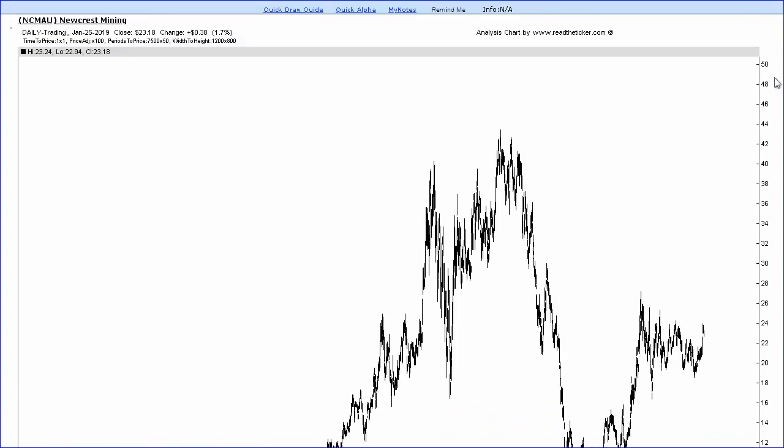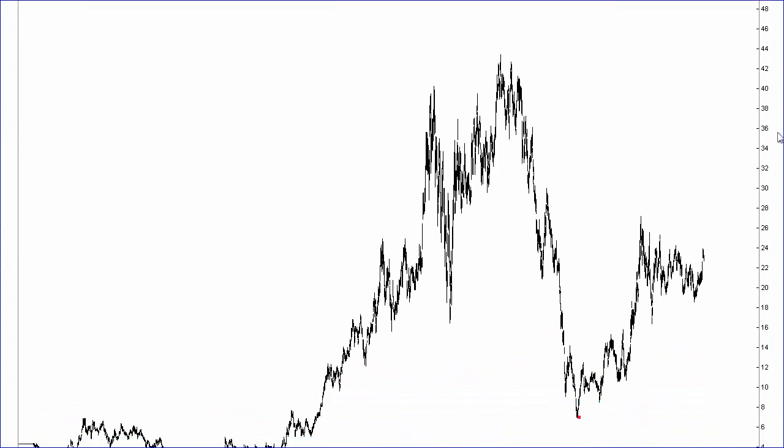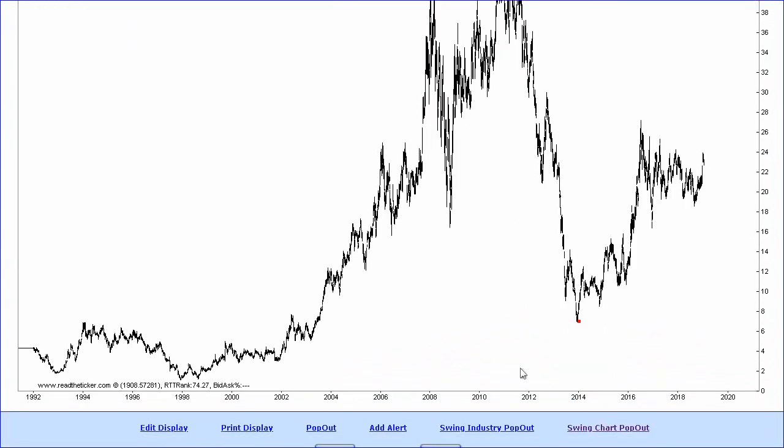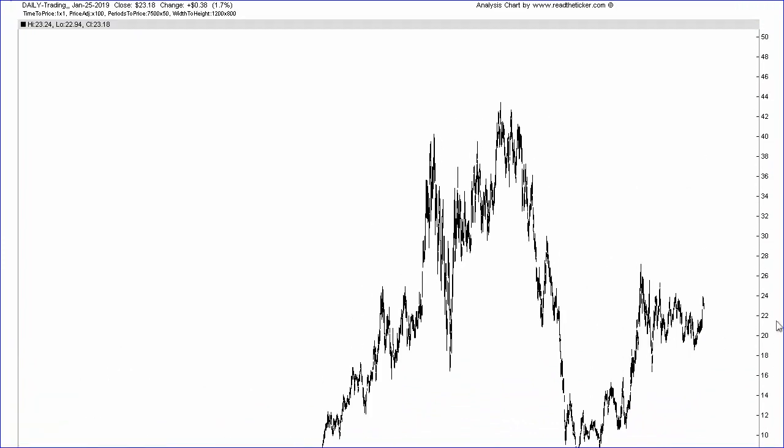It's Newcrest Mining. Now I've set the chart up to be Gann friendly. So I've got time to price 1:1, which basically means the pixels on the right hand column, which is price, is equal to the pixels on the time ratio. That means I can draw quick Gann angles and what have you to see what's going on.